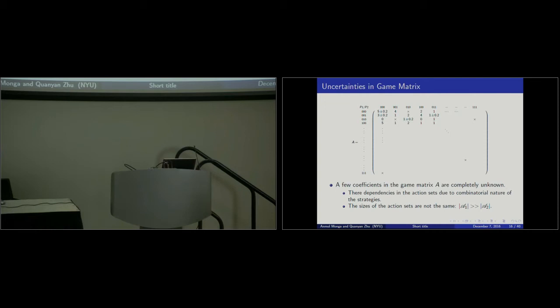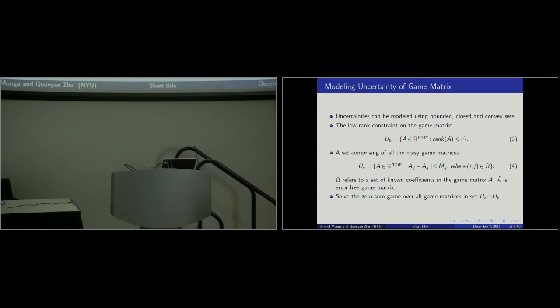And why low rank is a good assumption here is, thinking about when you have strategies of a combinatorics nature: 0, 0, 0 means you don't do anything, and then you pick the first one, pick the second one, pick the third one, or pick both. Most likely, picking both is going to depend on the result of picking this column and that column. So in other words, there is a natural dependence that can be brought into this matrix. Also, when the sizes of the action sets are not the same, for example, this is not a square matrix but a rectangular one, it also gives you a naturally low rank structure.